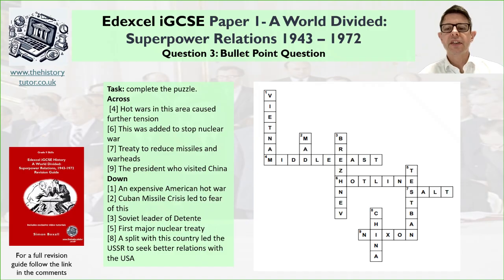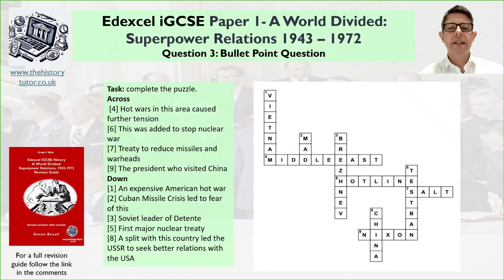Number 9, the president who visited China. So we've got Nixon. This idea of Chinese relations is part of Detente. So America was trying to split China and Russia apart, and to split the big communist powers by making friends with China. And this actually brings Russia closer to America, feeling isolated. They want to make friends with America too.